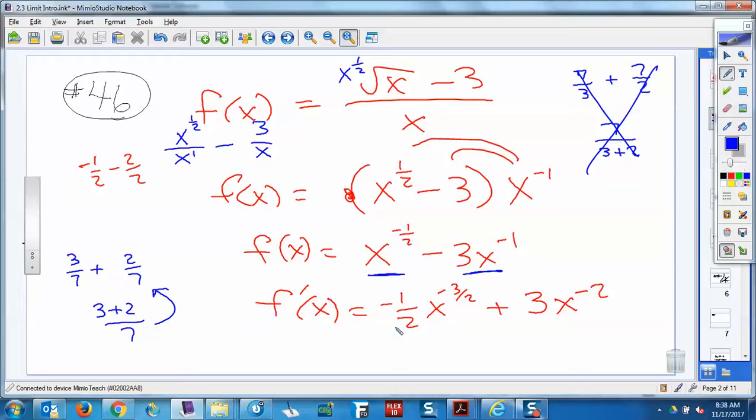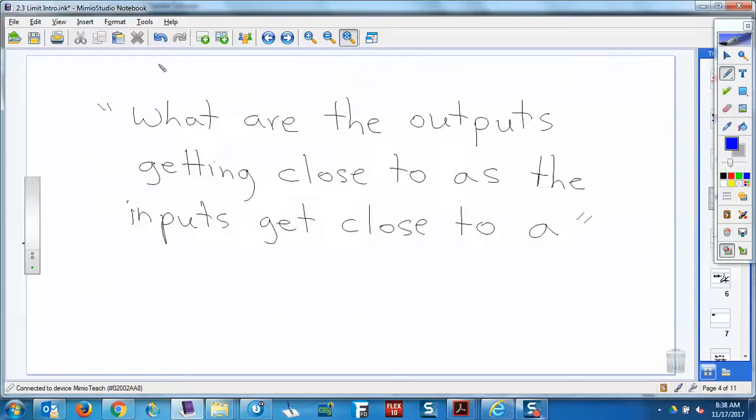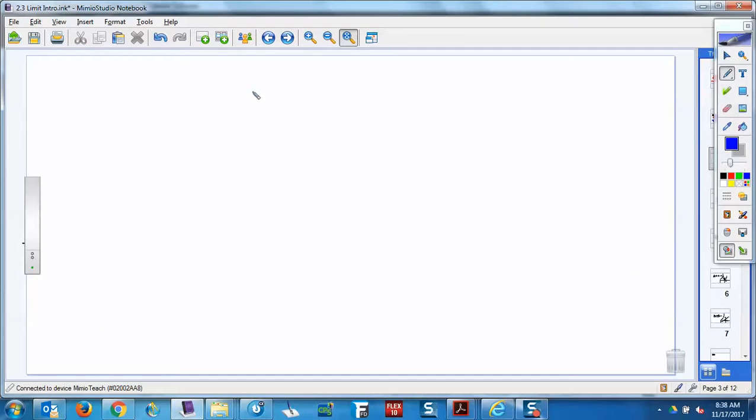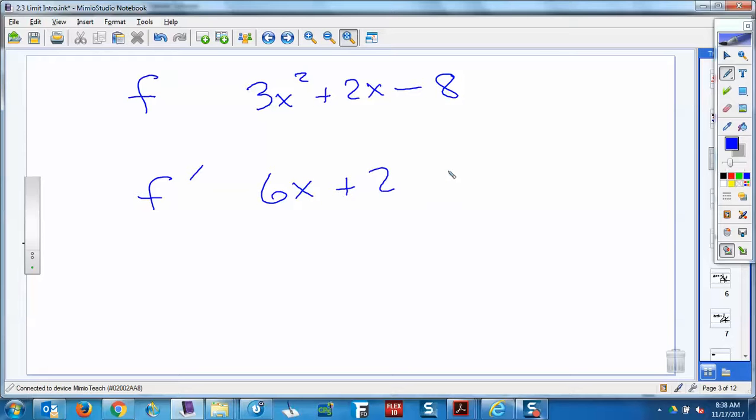All right, we'll get a little more practice on some of those things. Anything else? Any others? I'm sorry, I didn't really give you another chance to ask on another one. 45. 45 you would FOIL out first. So on 45, you would want to FOIL that, get 3x squared plus 2x minus 8. So that's f. So f prime would be 6x plus 2, and then just 0, right?